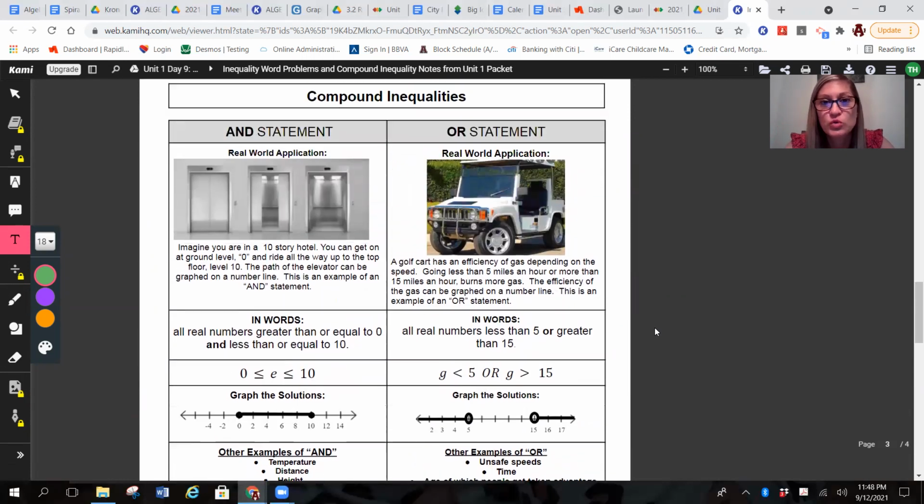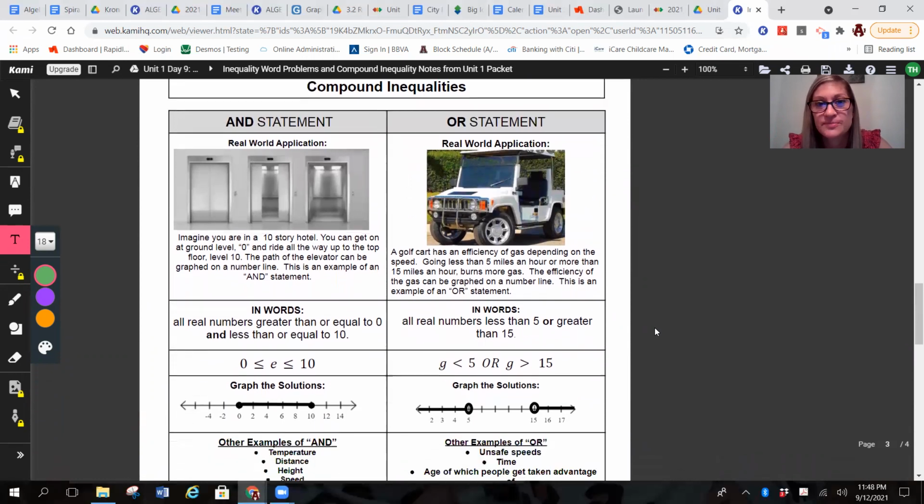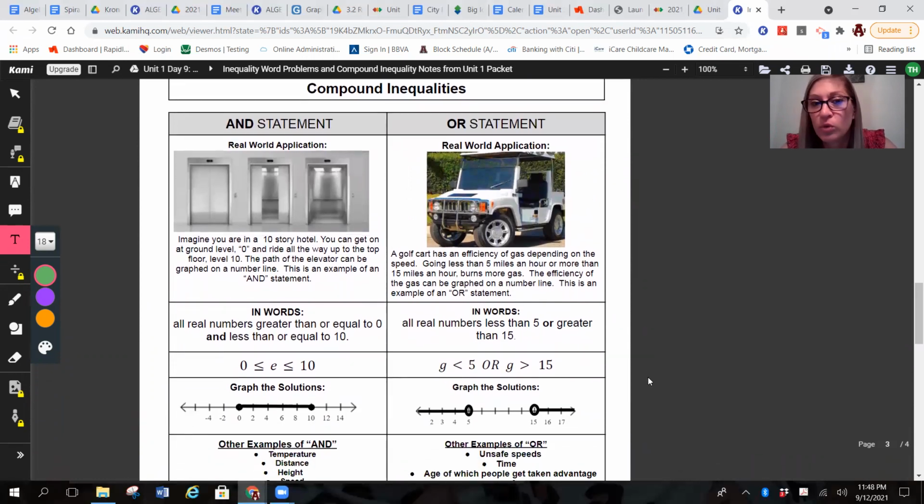Okay, let's move on to what an or statement is. Here's our application in the real world. A golf cart has an efficiency of gas depending on the speed. Going less than 5 miles an hour or more than 15 miles an hour burns more gas. Bet you didn't know that. The efficiency of the gas can be graphed on a number line. This is an example of an or statement.